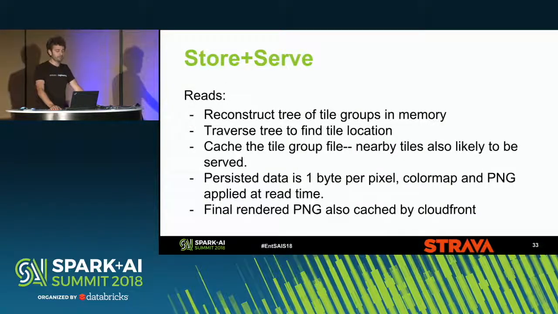So the actual persisted data is going to be 1 byte per pixel. And that's because we want to be able to visualize the heat map in different color maps. So there's no point in applying a color map transformation, which would require you to have RGB channels when you're going to want multiple ones anyway. And then you just have more data to store.